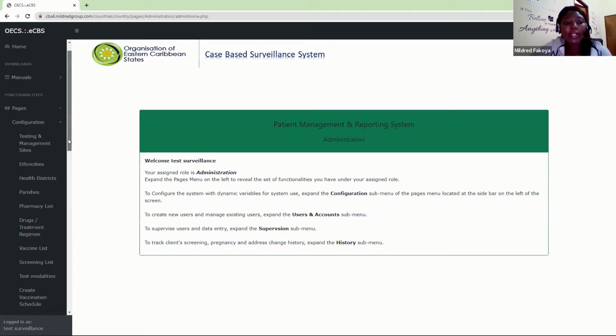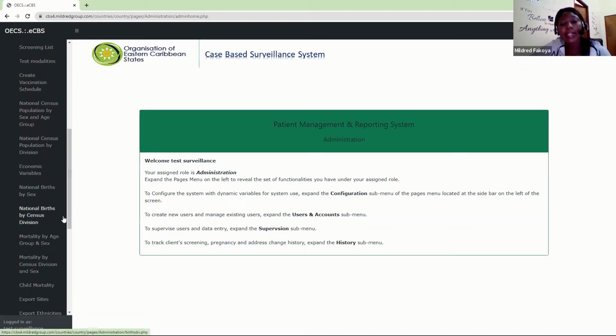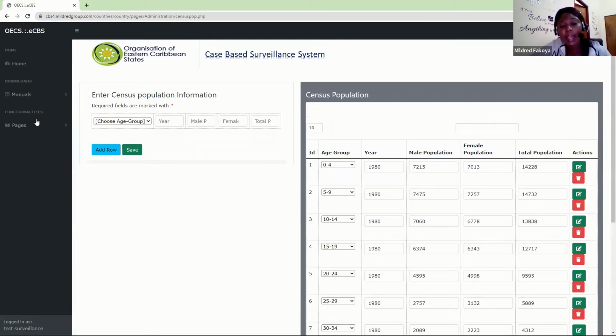But we have the reporting-dependent variables that the system depends on to calculate or to do data analysis of the data collected. And these variables are the national census population by sex and age group, which is to be entered on the system, and all of the reporting depends on this entry. So for as many data as you have, you want to enter census population for the last year or the least year on the country, on the system.